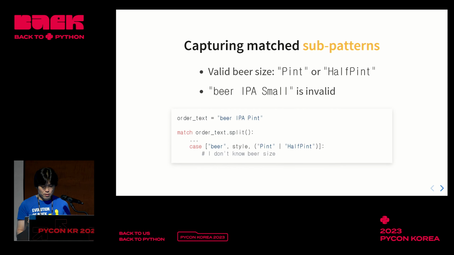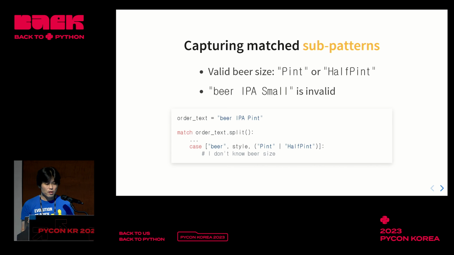And if the only valid size of beer is pint or half pint, for example, beer, IPA, small is an invalid order. Using the OR pattern in this way, you can match only pint or half pint. In this way, it means beer, style, and in parentheses, pint, vertical bar, half pint. This is an OR pattern, a sequence pattern, and a literal pattern.